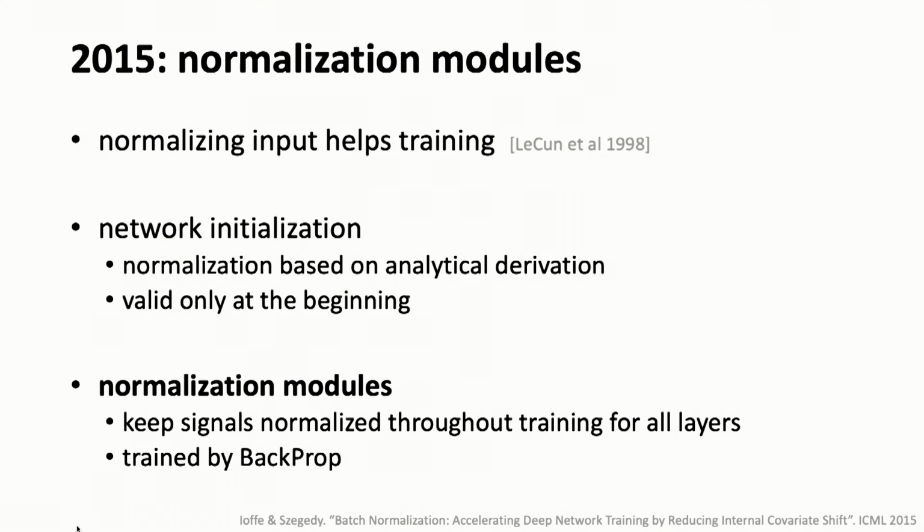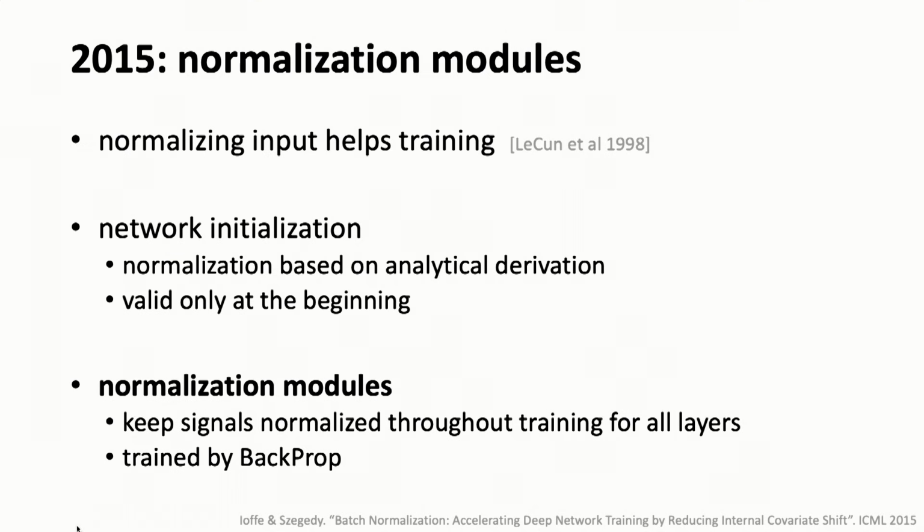And on the other hand, the network initialization method we have just talked about can also be considered as a form of normalization. This is because we want to keep the variance of the signals more or less unchanged during the process of signal propagation. And this normalization for network initialization is based on some analytical derivations or analytical assumptions. And these assumptions are only valid at the beginning of training, and they will be broken during the process of training. And this is not ideal.